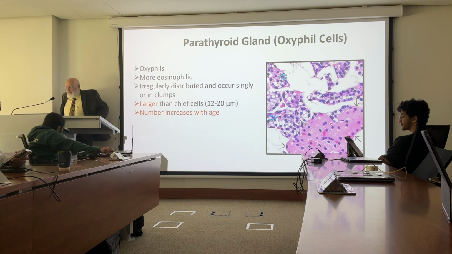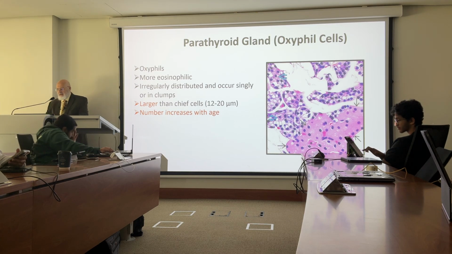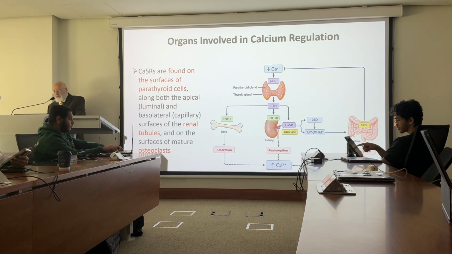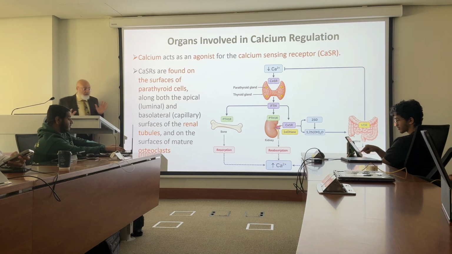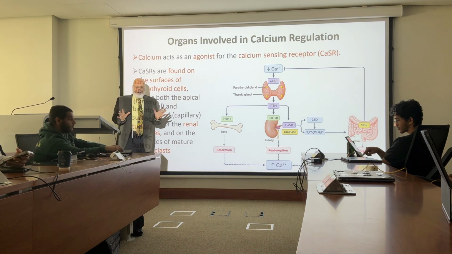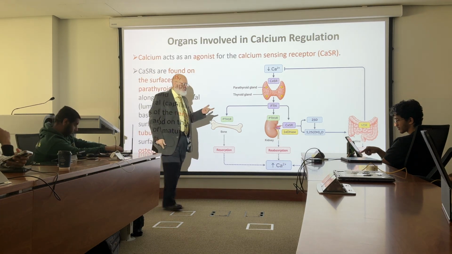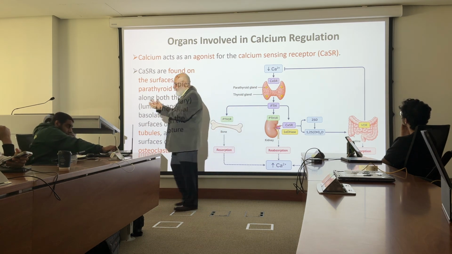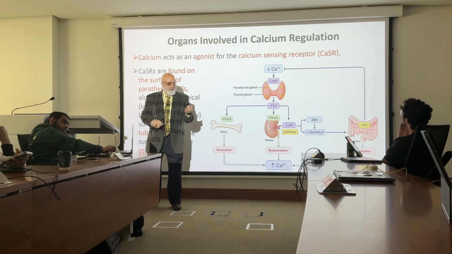And again, the lady removed her parathyroid gland accidentally after the removal of the thyroid gland. That's why she developed these symptoms, and we know why. So we say there is an organ involved in the calcium regulation. Calcium has targets. Calcium works through a receptor called the calcium sensing receptor. This is where the calcium will bind, and then we know that we have enough calcium.